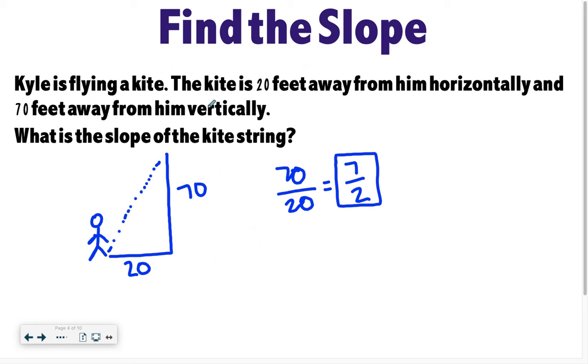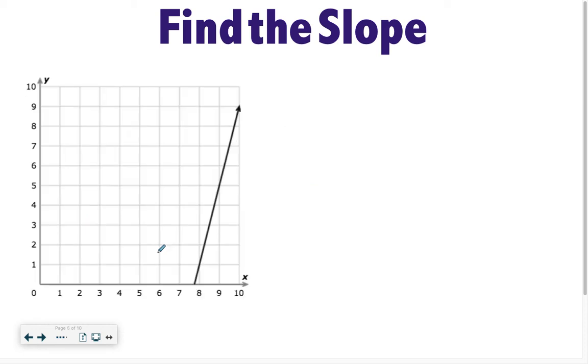So if you're ever given a problem that does not have a picture, take a couple seconds, draw the picture. You can skip the stick person if you would like. But draw yourself a picture so that way you can see what's happening. That usually makes things a little bit easier. Okay, so the slope was 7/2.